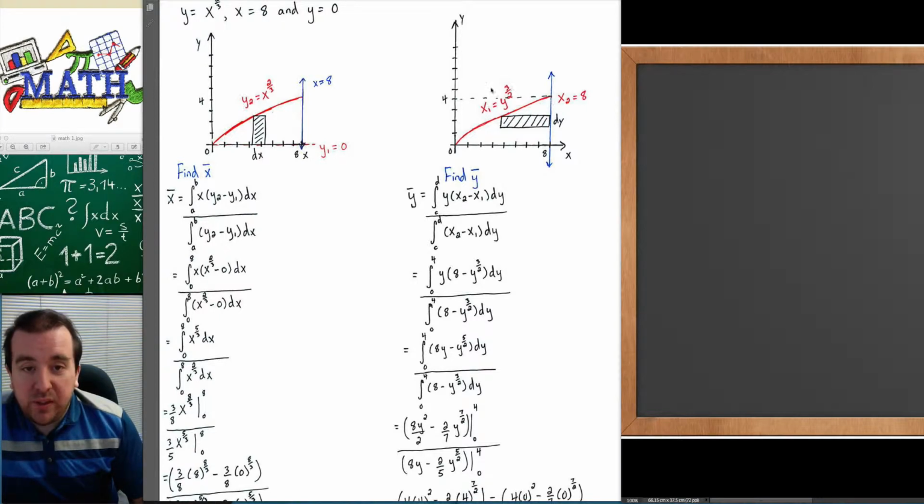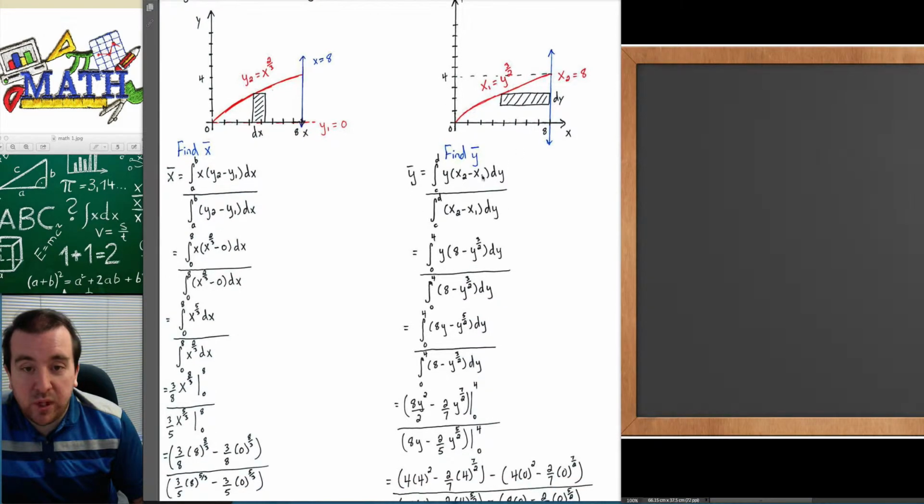And plus, we need to rearrange this equation, this function here. So our function was y equals x to the 2/3, and we need to solve for x. And if we do that, that would just be like raising both sides of this equation, I guess, to 3/2. And then x1 is equal to y to the 3/2. And x2 is the right function, which is 8.